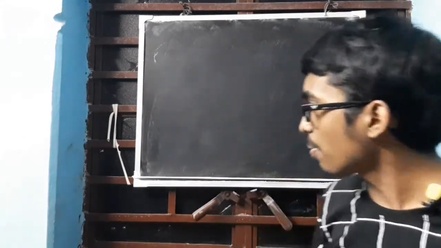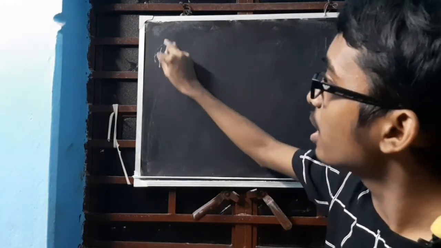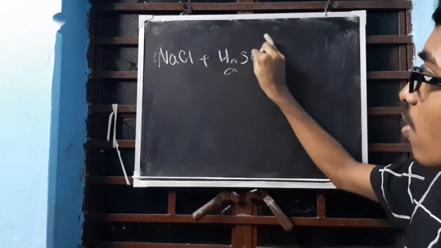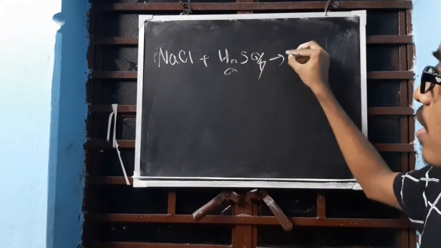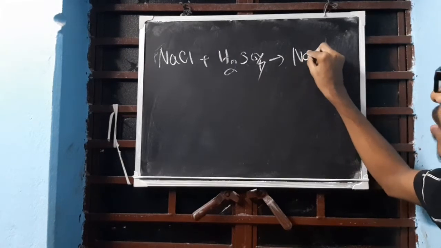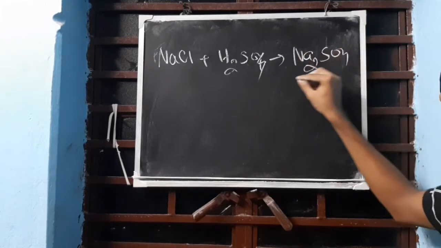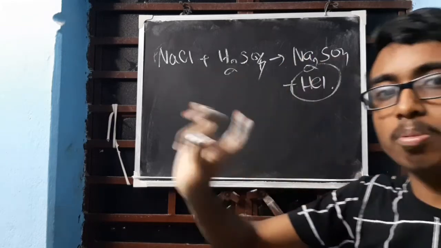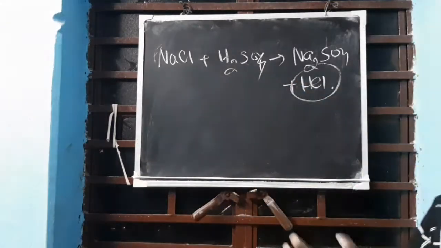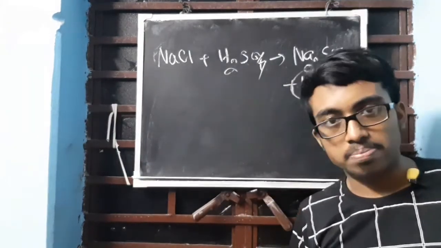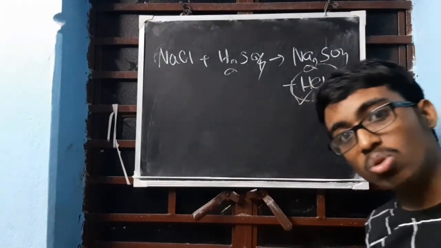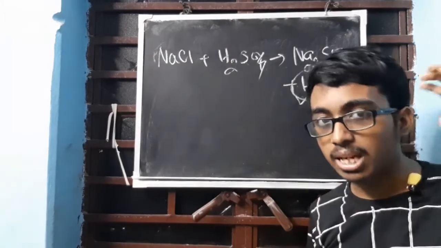Why? Suppose the reaction is the NaCl reaction. Let me keep NaCl plus H2SO4 forms Na2SO4. Let's take Na2SO4 only. Temperature above 200 degrees Celsius, plus HCl. Suppose someone does not know the reaction, and does not know that HCl gas is being released. How will you make him understand that it is HCl gas being released?